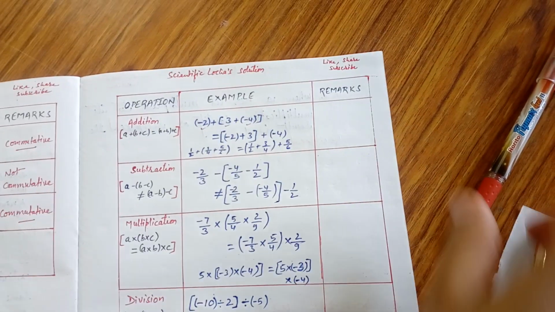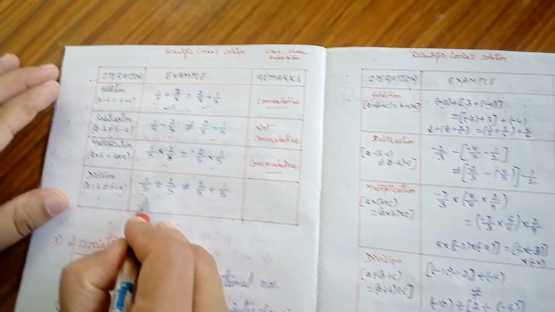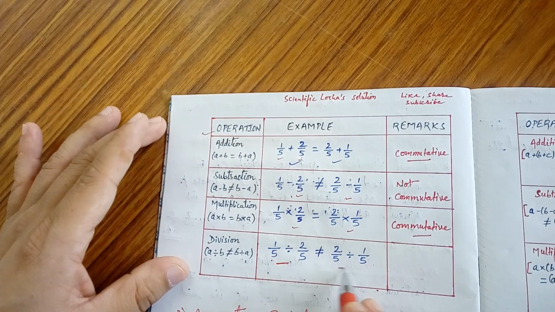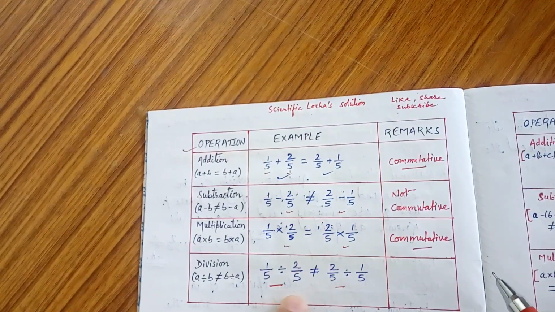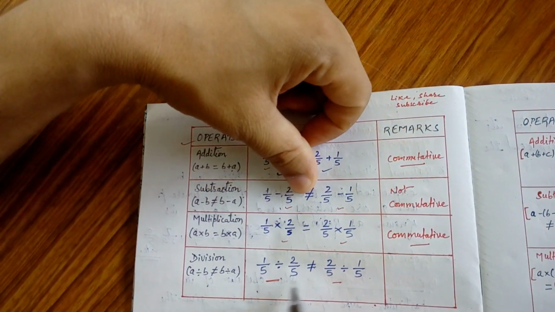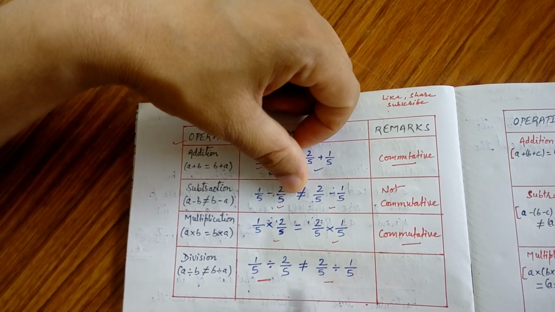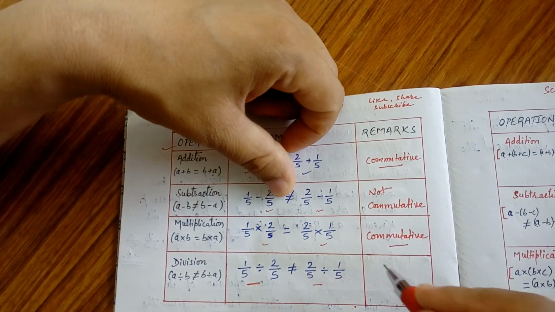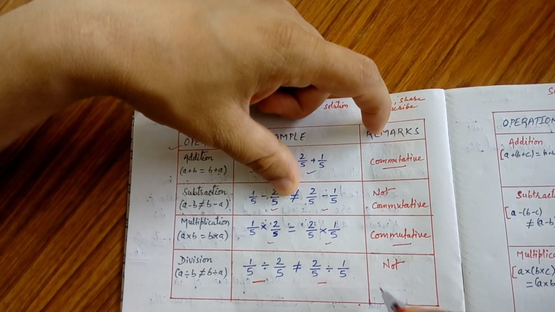One I had left here, division, in the case of commutative. The value of division of 2 rational numbers will not give equal value when we interchange their places, so this is not commutative.